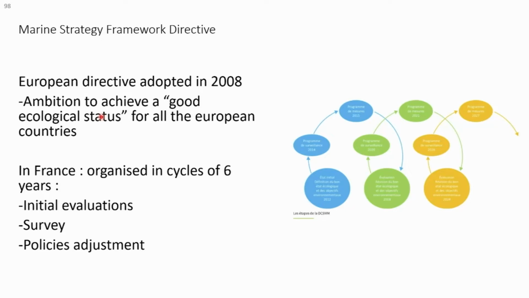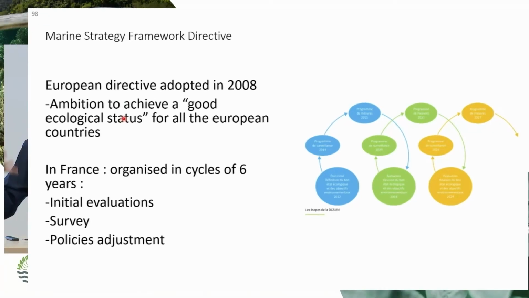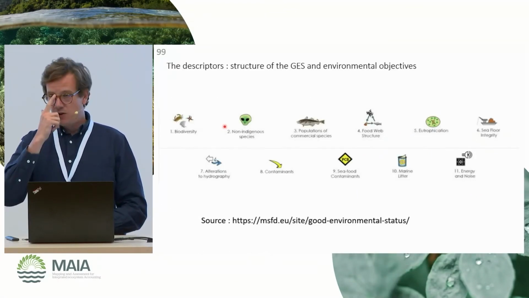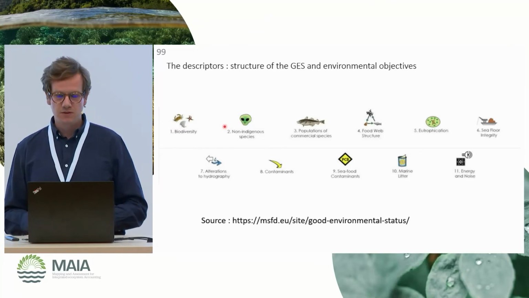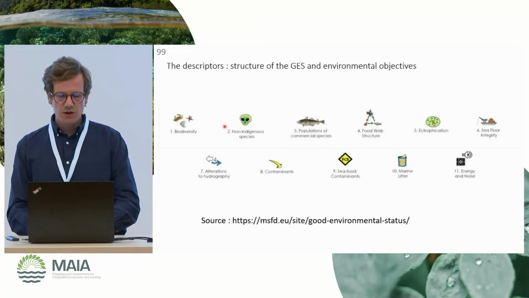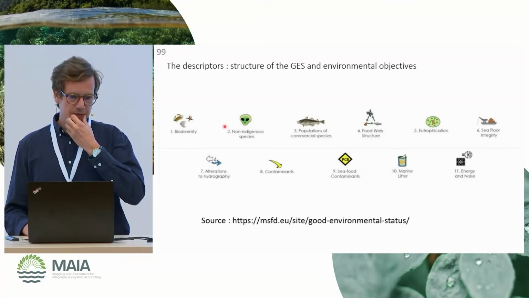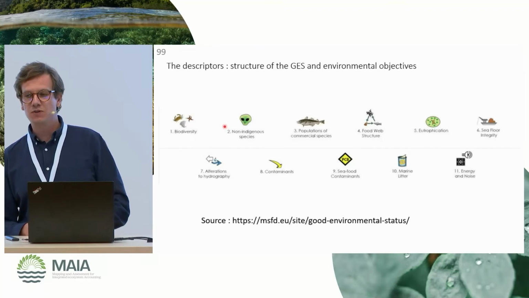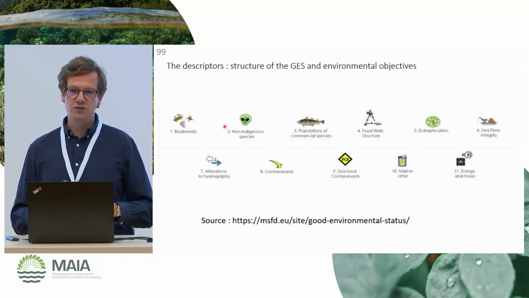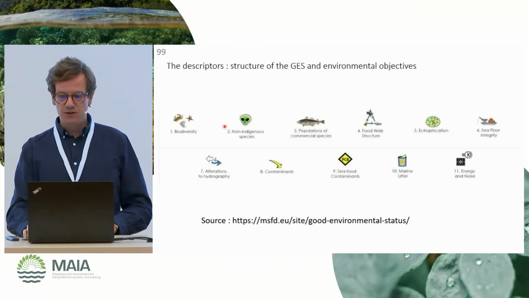And so in France, it's organized in cycles of 6 years, with initial evaluations of the marine waters and economic activities, and then surveys and implementations of actions to attempt to reach this good ecological status, and then policy adjustments, every 6 years. It's organized around descriptors that structure the good environmental status and environmental objectives that France has to achieve. So what concerns us is really the first one on biodiversity, then there's another one on non-indigenous species, and fish stocks, food webs, eutrophication, and then the integrity of the seafloor, and then there's others more linked to pollution or alterations of biological, chemical, and physical cycles of the ocean.